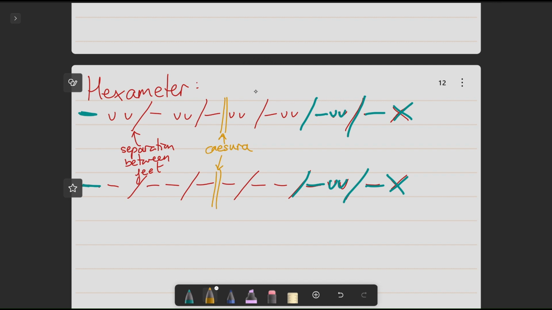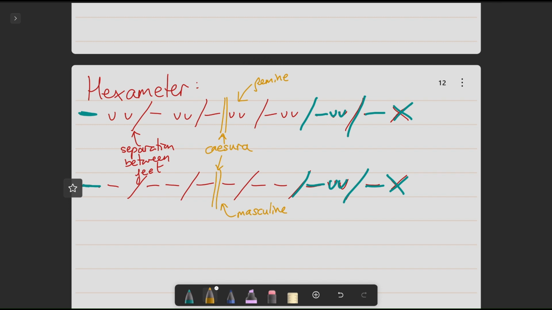And this one with the dactyl is a feminine caesura, and this one with the spondee is a masculine caesura. And that can tell you certain things about what the author is trying to show sometimes.